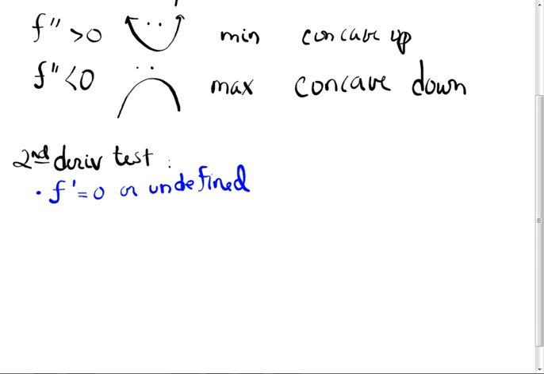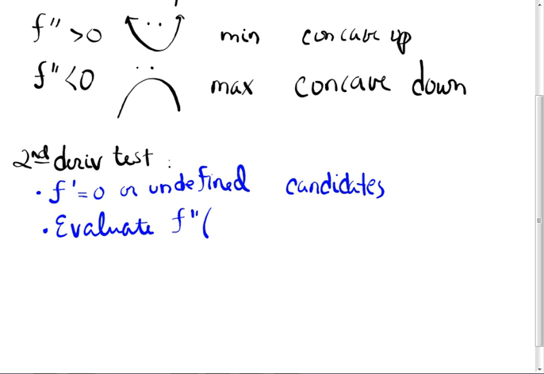Usually I use the first derivative test, but sometimes I don't know what's happening on either side, so I might have to use this. So they're candidates. Then what you do is you evaluate f double prime at these candidates. If you get a positive number, it's concave up, and it's a minimum. I want to think it's max, but it's not. It's minimum. If it's a negative number at that point, then it's concave down and a maximum.